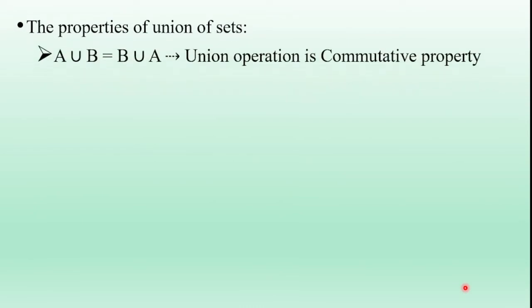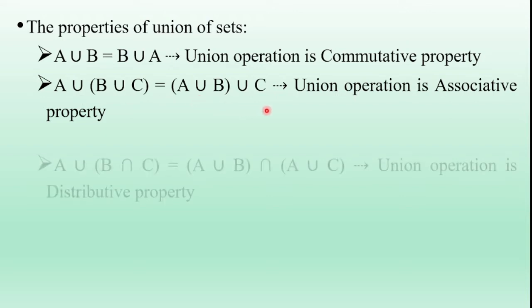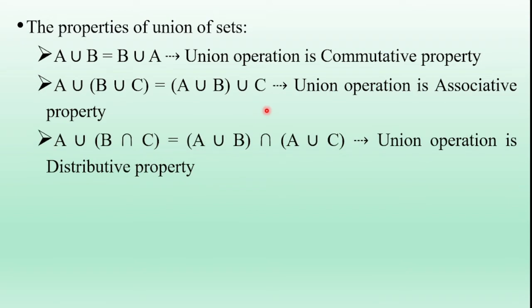Second, there are some important properties of the union of the sets. Union operation satisfies the commutative law, that is A union B is equal to B union A. Union operation satisfies the associative law, that is A union (B union C) is equal to (A union B) union C. Next property is union operation satisfies the distributive law, that is A union (B intersection C) is equal to (A union B) intersection (A union C).